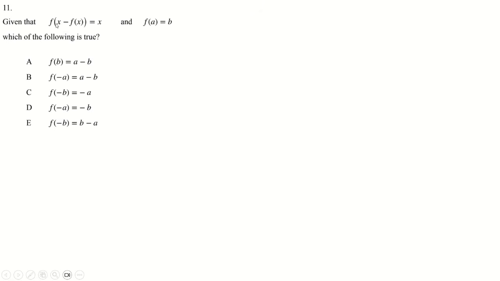Nice function question here. I always really like the functional questions. I think they're great. The obvious thing to do here is shove a into this because you know f of a is b, so you can replace this with a b, and you get this. And now you sit here and you go, well, what else do I put in? Do I put in b? Well, no, because I don't know what f of b is, so I would make no progress. But I do know what f of a minus b is, so why don't I just shove that in?